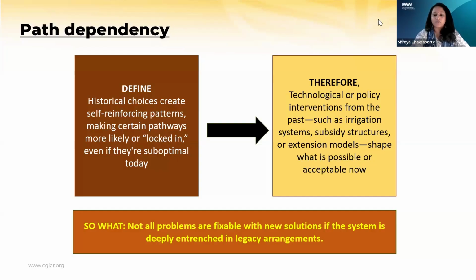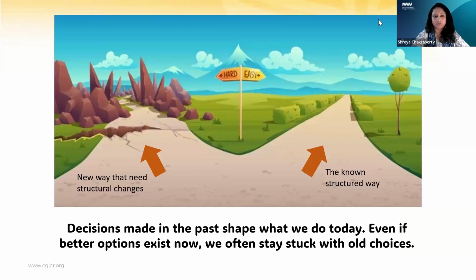Therefore, the diagnosis being that not all problems are fixable with new solutions. You really have to understand that a lot of what is going on is deeply entrenched in legacy arrangements. So very simply, decisions made in the past shape what we do today. So even when we look at a new solution that we propose, they get stuck in old choices, or they get modified so that they fit beautifully in our old ways of doing things.